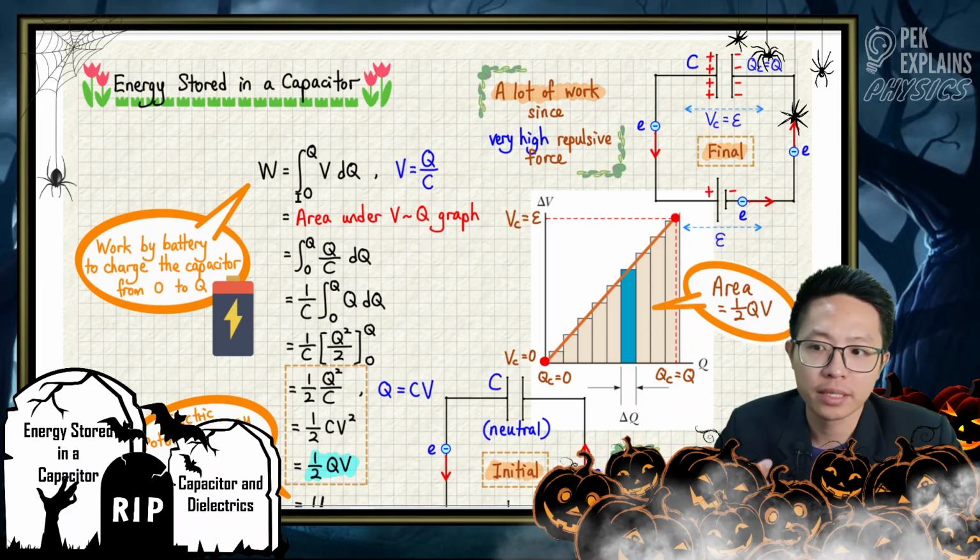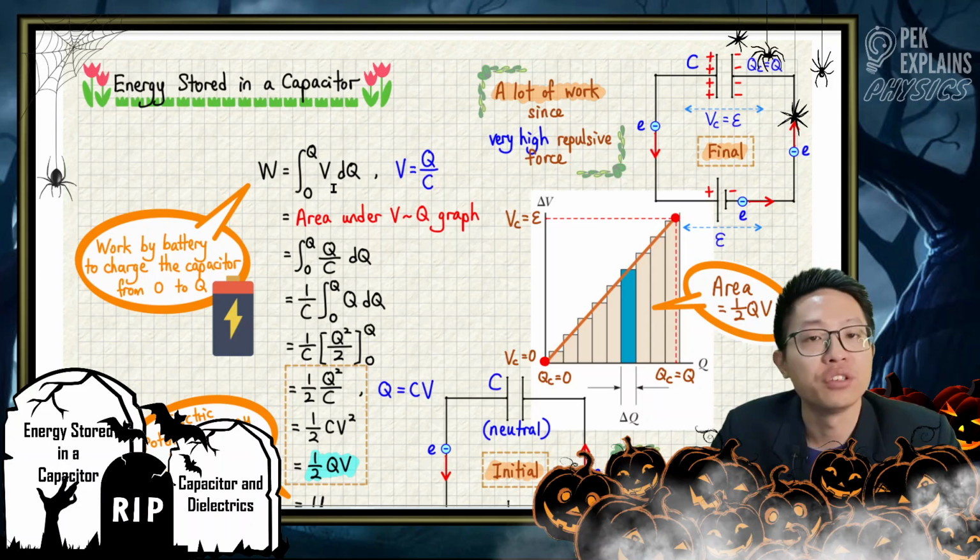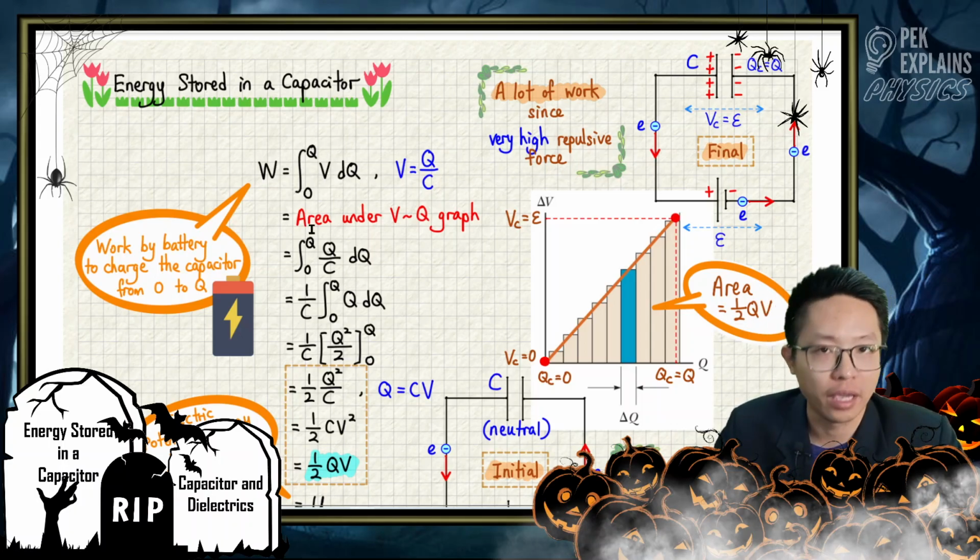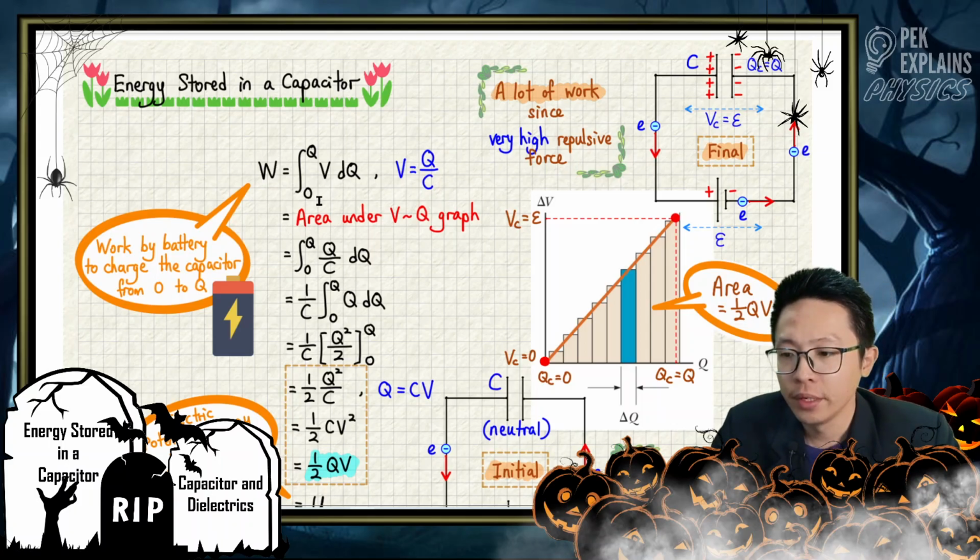When we talk about integration, it means we need to find the area under the graph, here the voltage-charge graph. As you learned in mathematics, integration is to find the area under the graph. This is the voltage-charge graph that has been drawn, and I will explain this graph later. First of all, we look at how to do the integration mathematically.